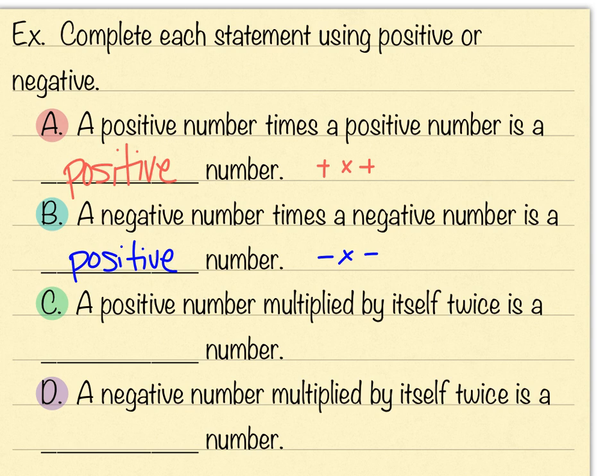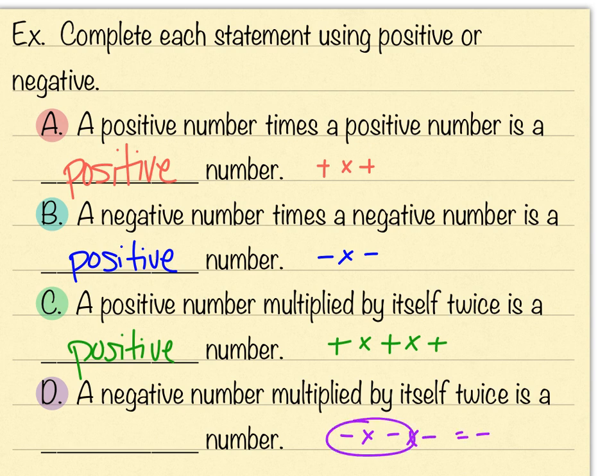Example C, a positive number multiplied by itself twice. Well, if you're cubing a positive number, a positive times a positive times a positive is still going to be positive. And then for the last one, a negative number multiplied by itself twice. A negative times a negative times a negative is going to be negative. These two negatives will pair up, but there'll be one left over. So I can get a negative answer when I cube a number, which means I'm allowed to take the cube root of a negative number. I'm not allowed to take the square root of a negative number.